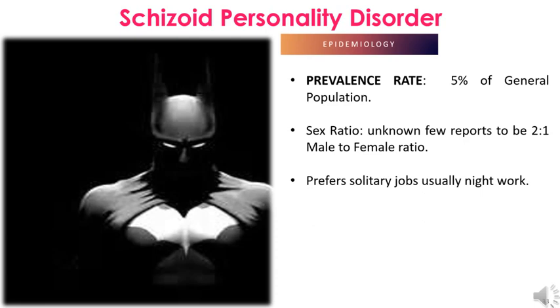The prevalence of schizoid personality disorder may affect 5% of the general population. The sex ratio of the disorder is unknown. Some studies report a 2-to-1 male-to-female ratio. Persons with the disorder tend to lean towards solitary jobs that involve little or no contact with others. Many prefer night work compared to day work so that they need not deal with many persons.